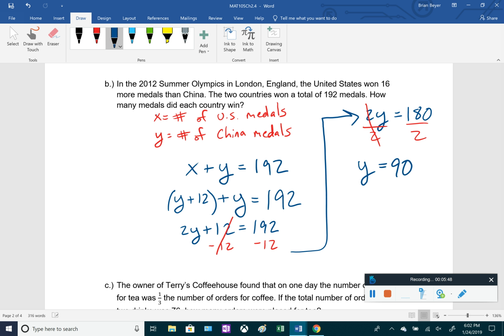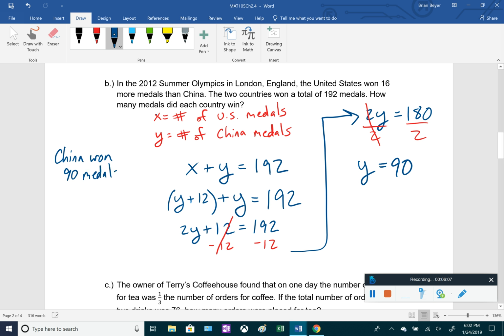So we need to answer the question. We need to know how many medals did each country win. The y here represents the number of China medals. So China won 88 medals. And the US won 16 more than that.